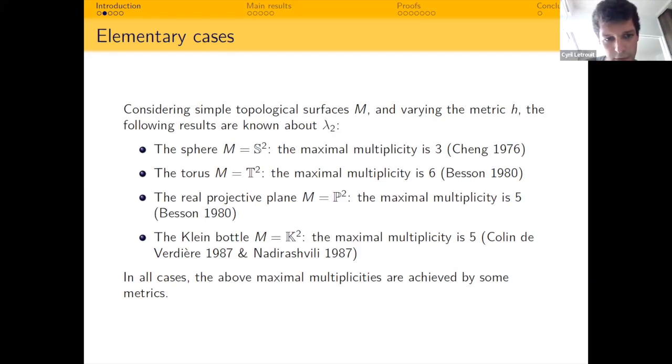For the torus, if you take the topological torus T2, the maximal multiplicity is 6. It's due to Besson in 1980. For the real projective plane, it's 5, also due to Besson. And for the Klein bottle, it's also 5, Colin de Verdière and Nadirashvili. And in all cases, these are optimal bounds, meaning there are some metrics which achieve these bounds.